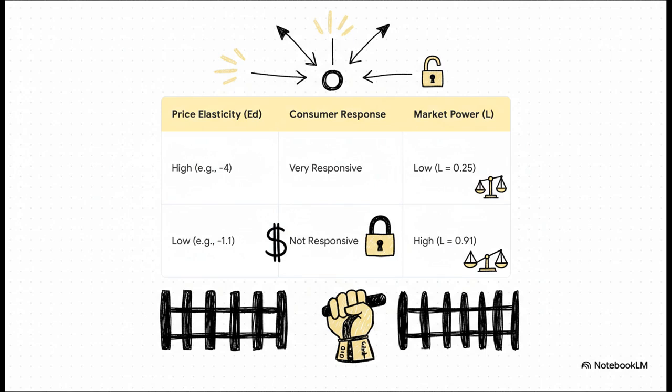This table just makes that relationship crystal clear. Take a look at the top row. When elasticity is high, let's say -4, it means we consumers are really responsive to price changes.